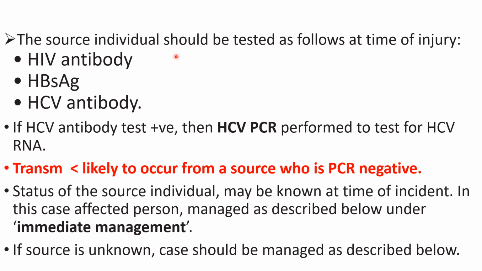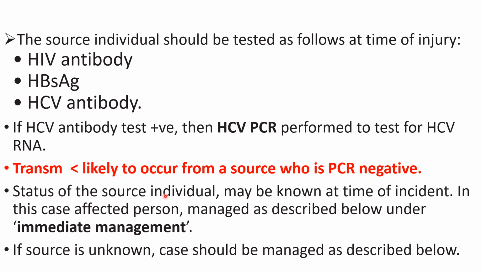The source individual should be tested as follows at time of injury: HIV antibody, HB surface antigen, HCV antibody. If HCV antibody is positive, then HCV PCR is performed to test for HCV RNA. Transmission is less likely to occur from a source who is PCR negative.